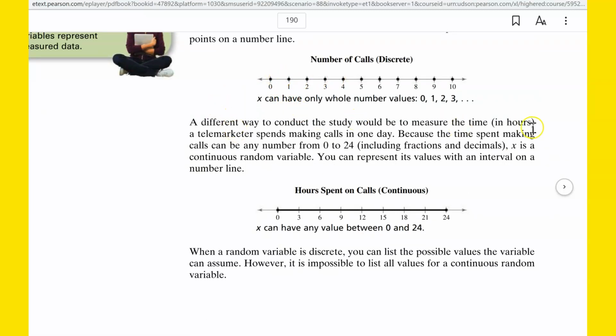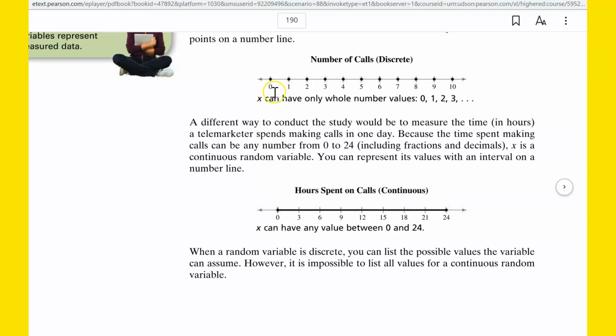A different way to conduct the study would be to measure the time in hours a telemarketer spends making calls in one day. Because the time spent making calls can be any number from 0 to 24, including fractions and decimals and irrational numbers and so on, x is a continuous random variable. You can represent its values with an interval on a number line. So it can be anything from 0 to 24.